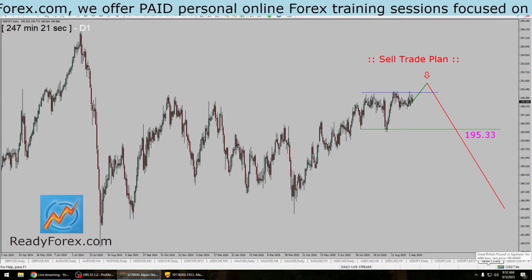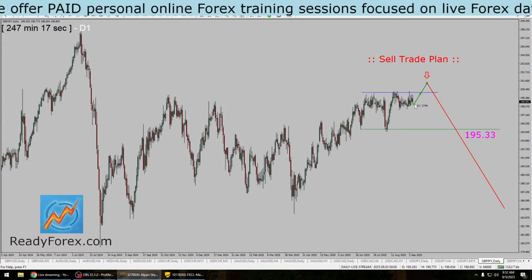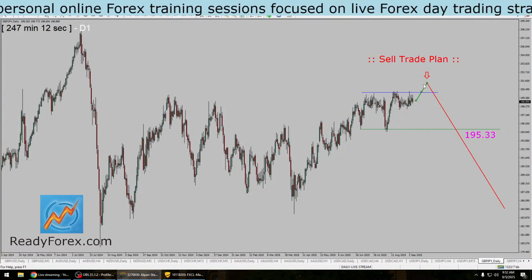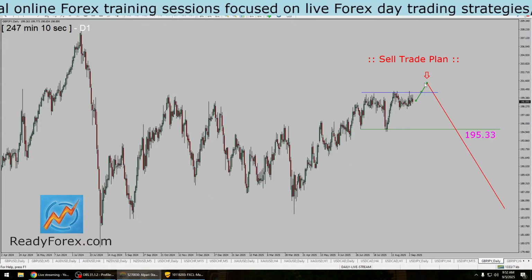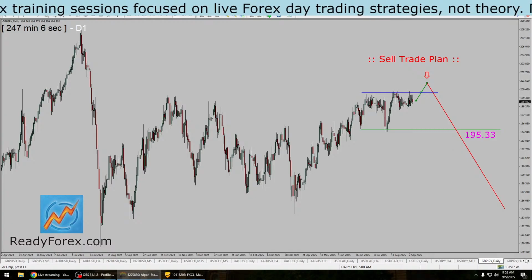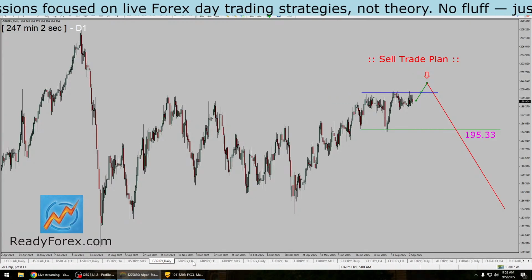Next one is the GBPJPY. GBPJPY is actually moving sideways. I'm still waiting for the market to rise up, create a short-term bullish breakout, a false breakout I would say. Then I expect a top and a drop, a sell setup inside the GBP versus Japanese yen currency pair.